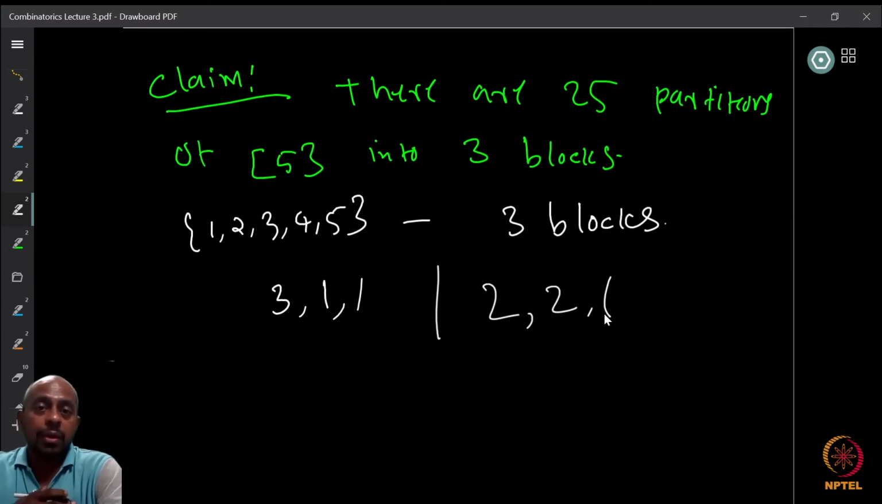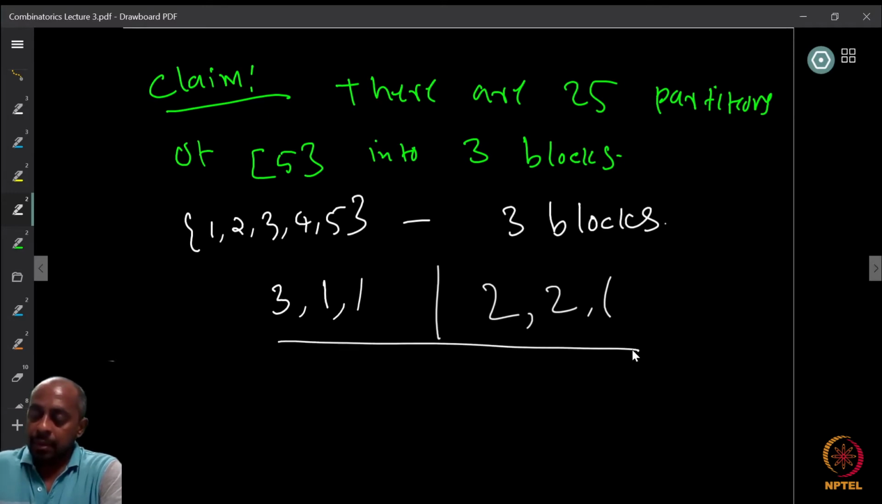And you cannot put 4 into 1. You cannot put 1, 1, 1, 1, 1, etc., because you are only allowed 3 blocks. So one can verify that the only 2 possibilities are blocks of size 3, 1, 1 or 2, 2, 1.